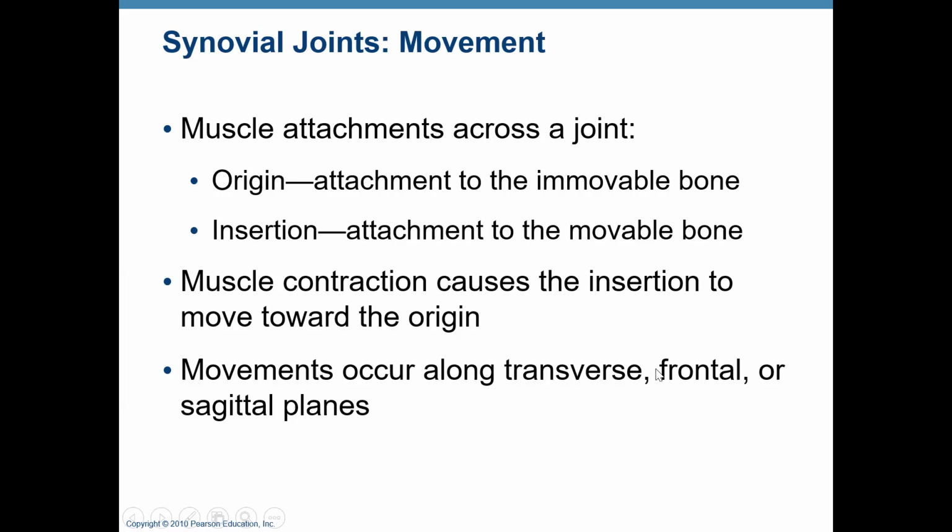And then basically that's what it's saying here. Movements can occur in many different planes. It may just go along one plane, may go across, transverse, or may go in multiple planes, like in your shoulder joint, where it's the most freely movable joint.